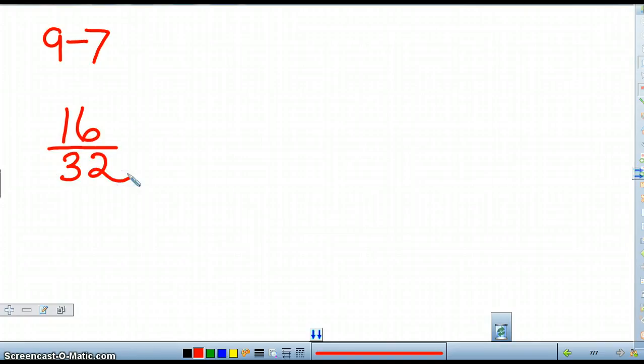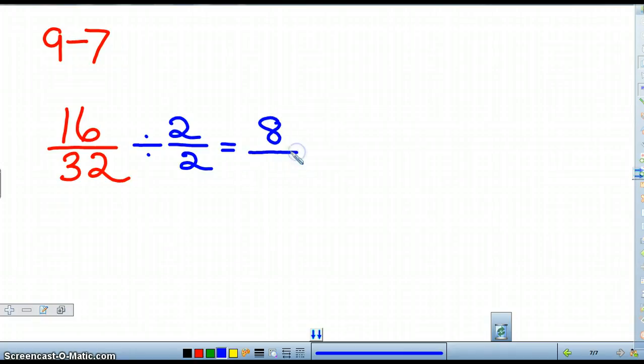Now, because both 16 and 32 are even, we automatically know that 2 is going to be a common factor, right? So I can divide by 2, top and bottom. When I do that, I get 8 over 16.